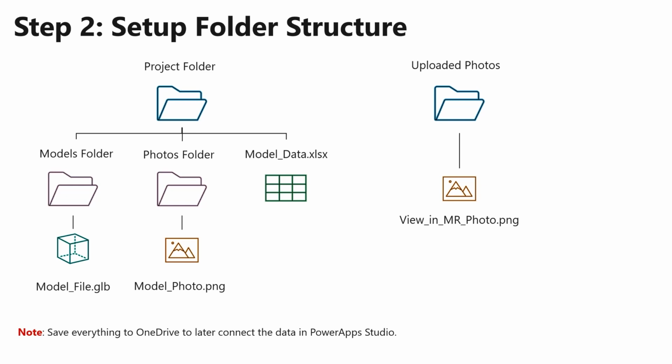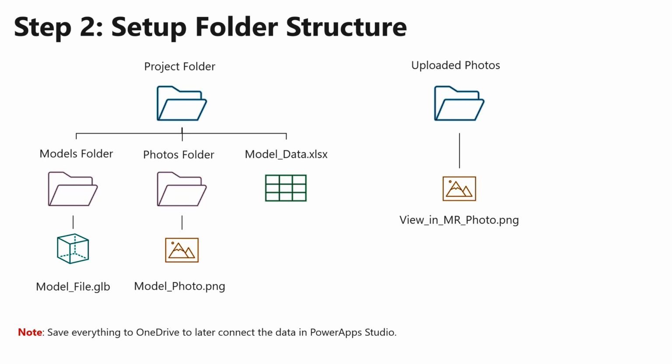So the project folder has 3 children, and that's going to be the next level down. First, there's going to be the models folder. This is where I placed all the models. Next, there's the photos folder, and this is where I placed the PNG images of the models. Finally, there's the Excel spreadsheet, and that contains all the data for the model. So the name, description, cost, category, etc.